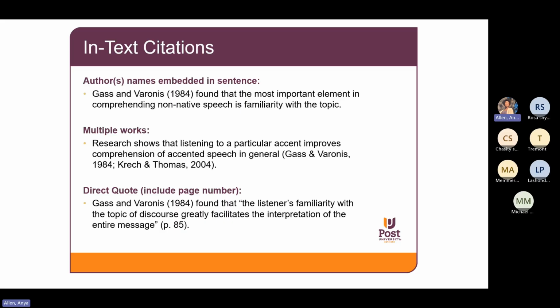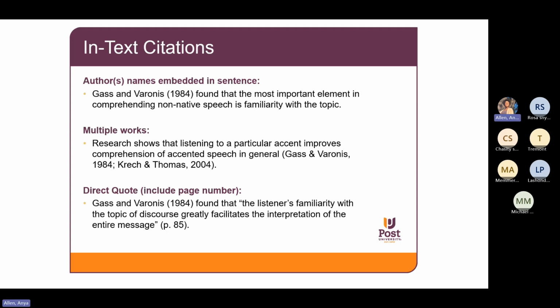So some other examples of in-text citations that you might want to consider using in your papers are this first example here where the names of the authors are included and they're embedded in the sentence. So instead of including it in a parentheses like you see on the previous slides where we had those other examples, here you'll see that the authors are named. So it's Gass and Veronis. And in parentheses is the date of the article or book. So it's 1984. And then the sentence continues. So the citation was put within the sentence rather than included at the end in parentheses.